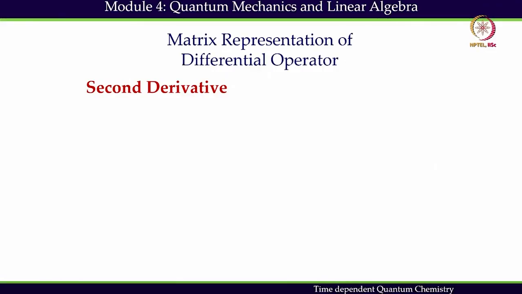Welcome back to module 4, where we are trying to find out the connection between linear algebra and quantum mechanics. Under grid representation, we have understood how to represent a wave function, and then we are trying to represent the operator. To represent the operator, we have used a finite difference method to represent the derivative operator. So far we have seen the first derivative, but we have to remember that the first derivative is not present in the Hamiltonian operator.